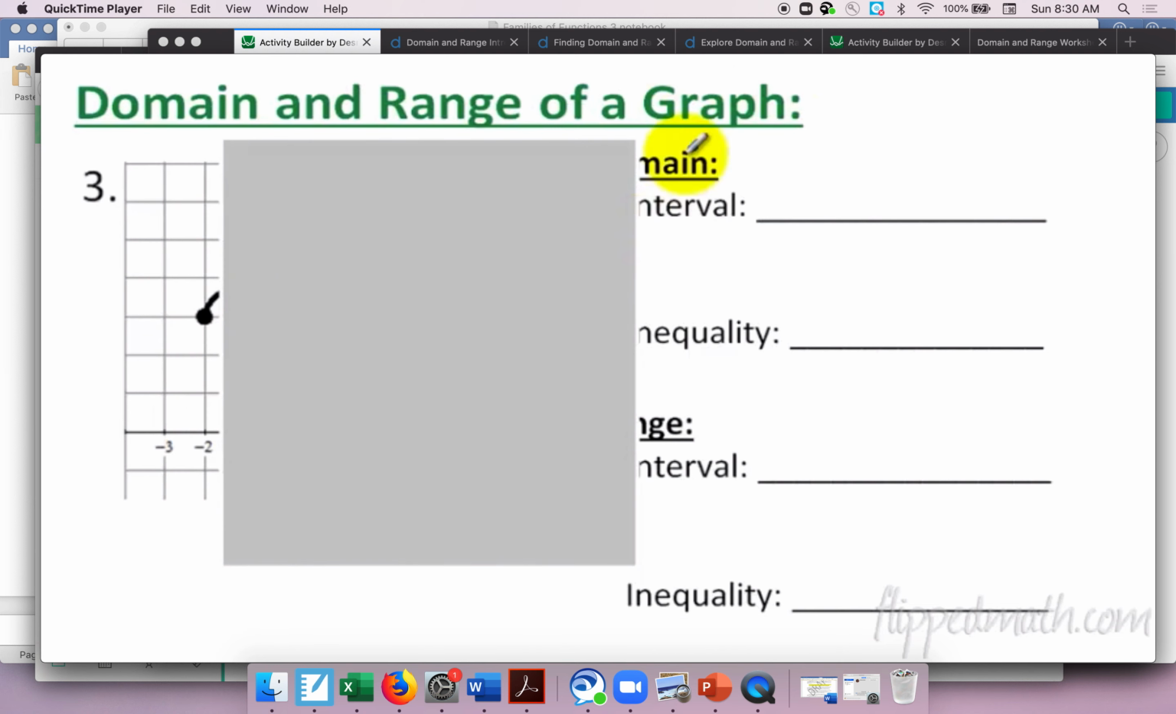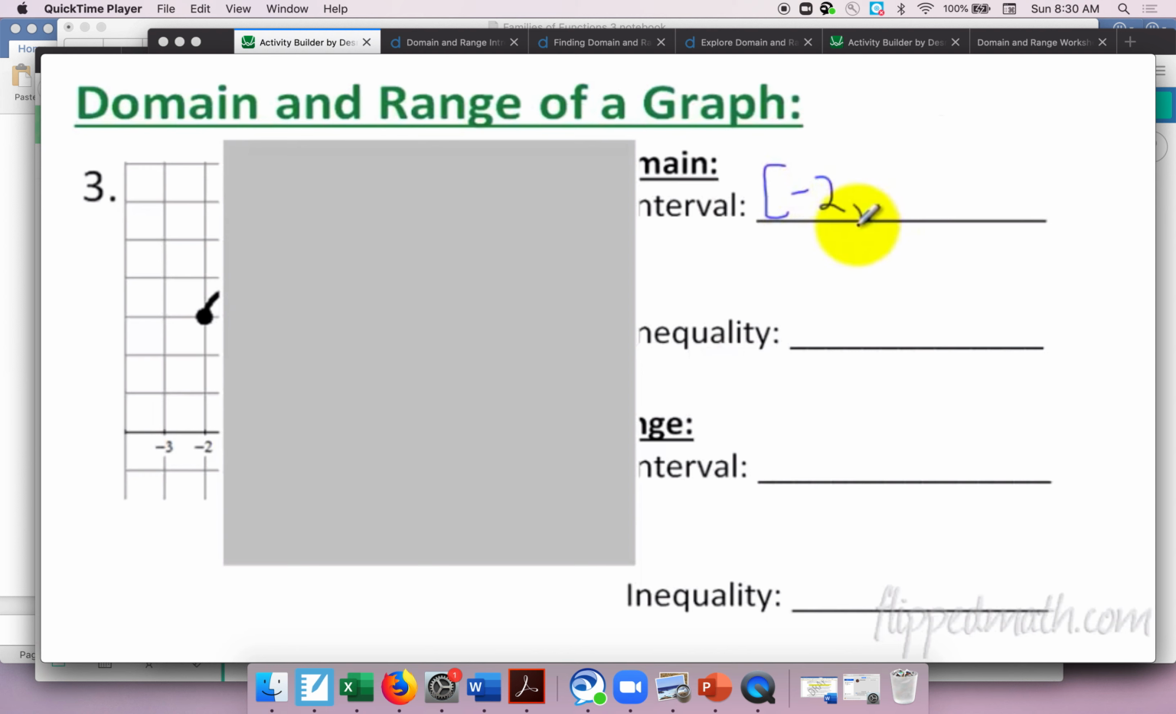So you come over to your graph and we're going to do a bracket -2. Now, why did I do a bracket? Because it is including the -2. If this had been an open circle, I would do parentheses -2 instead because it would not include that point. A bracket includes the -2.